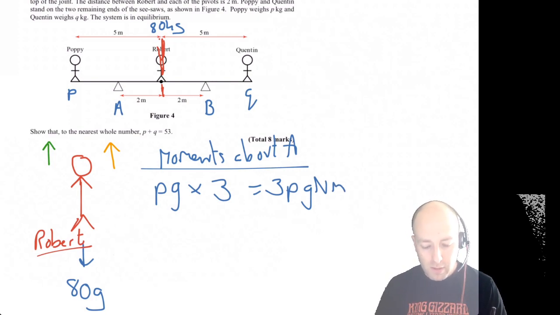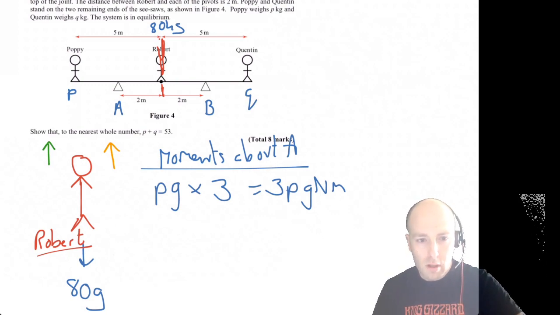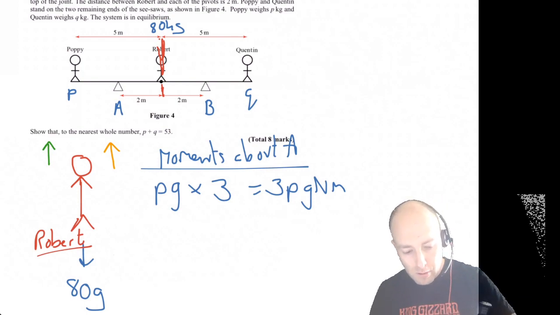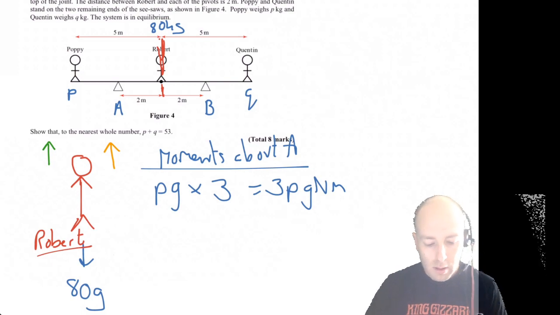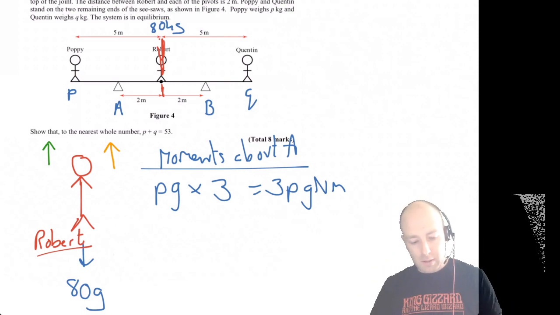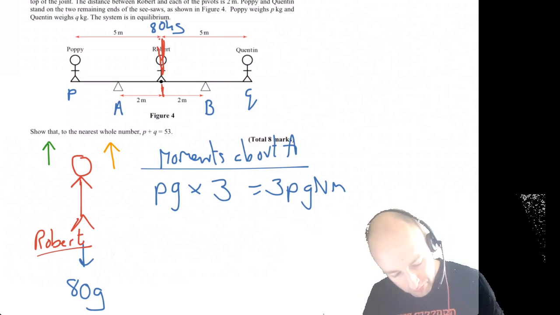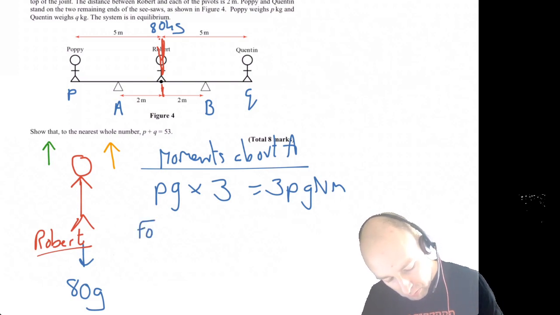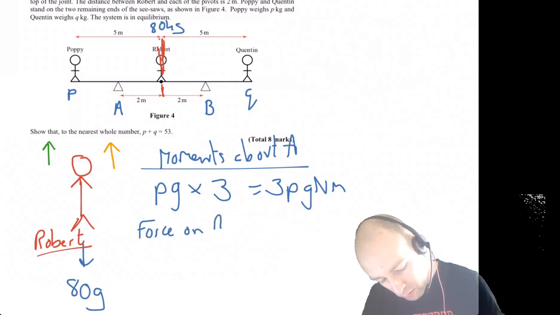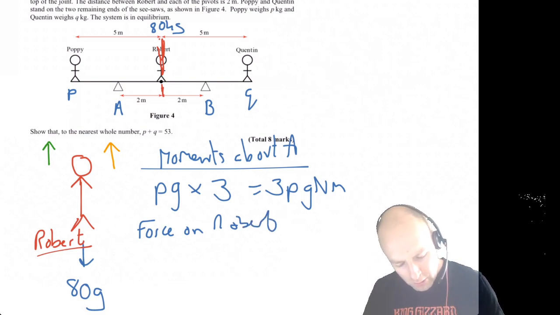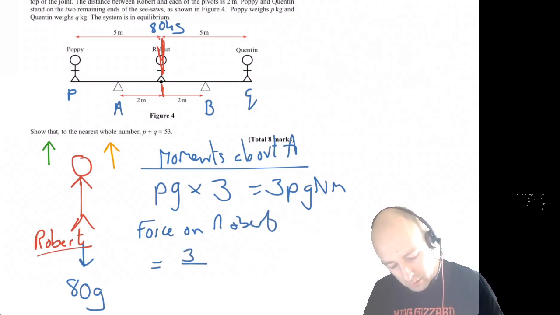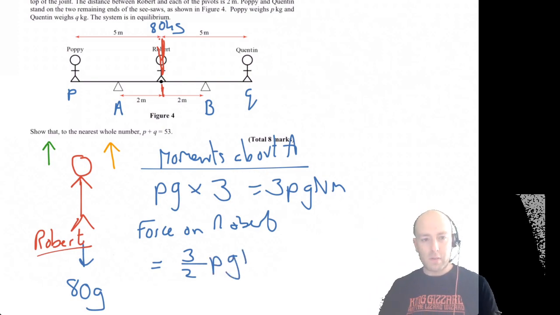So Robert's going to feel a force up on him, which will be 3PG divided by the 2 meters, which is his distance. So moments on Robert will be that turning force, but at a distance of 2, so we need to divide it by 2. So force on Robert is going to be 3 over 2 PG newtons, because we're dividing by the meters.